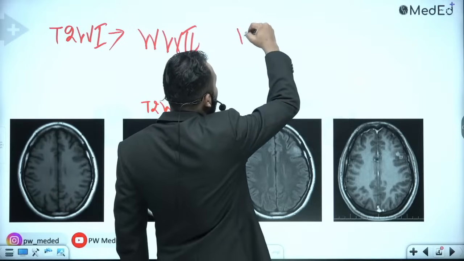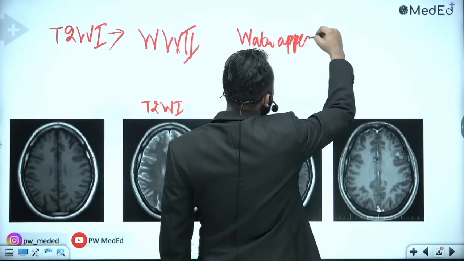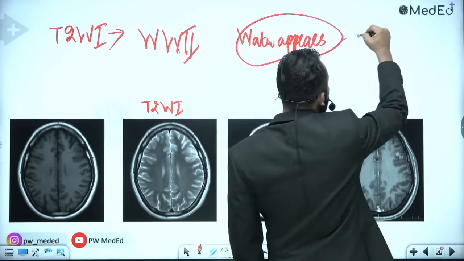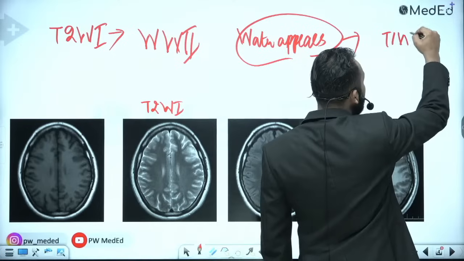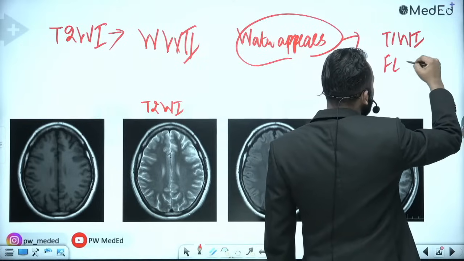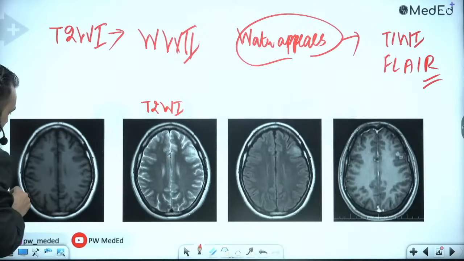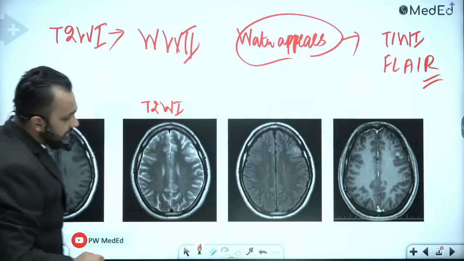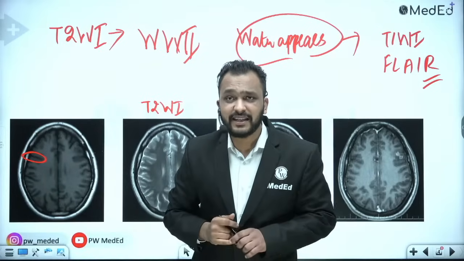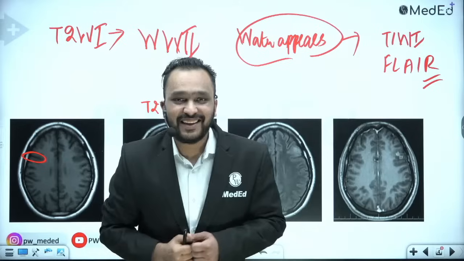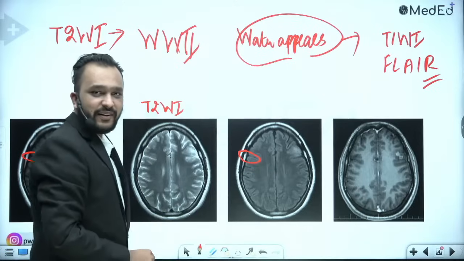Water appears white on T2. When water appears black, when your CSF appears black, what are the two sequences which will have black CSF? One is your T1 weighted image, and the other is your FLAIR image, right? If you look at this image, you will see that the CSF is appearing black. In this image also the CSF is appearing black. So here what will happen? You will get confused whether an image is a T1 weighted image or a FLAIR image. Can you tell me how will you differentiate between a FLAIR image and a T1 weighted image?